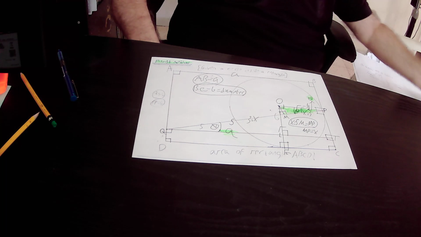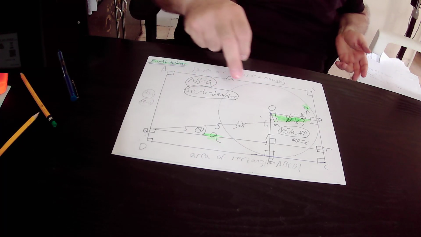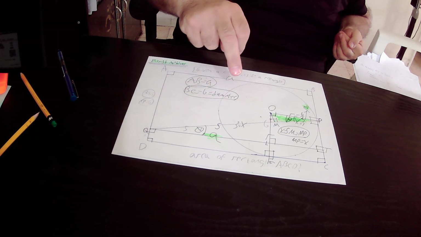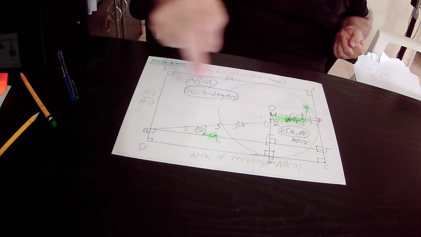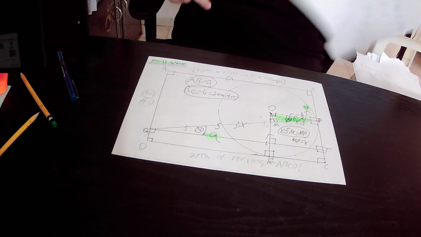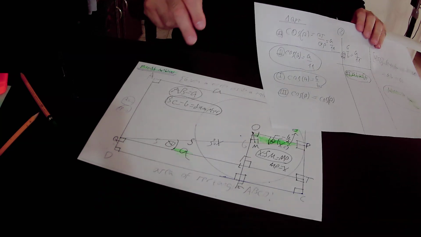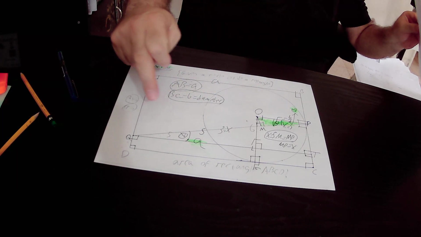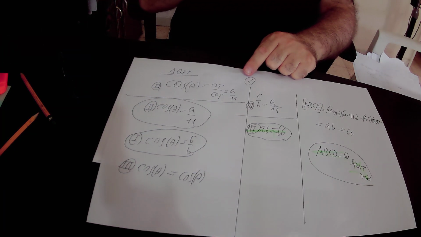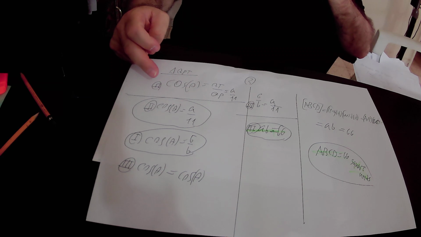Then we focus on the right big triangle, triangle QPT. In the right triangle QPT, cosine theta equals QT over QP. QT equals A, and QP equals 5 plus 6, that is 11. So in conclusion, according to equation number 2, cosine theta equals A over 11.